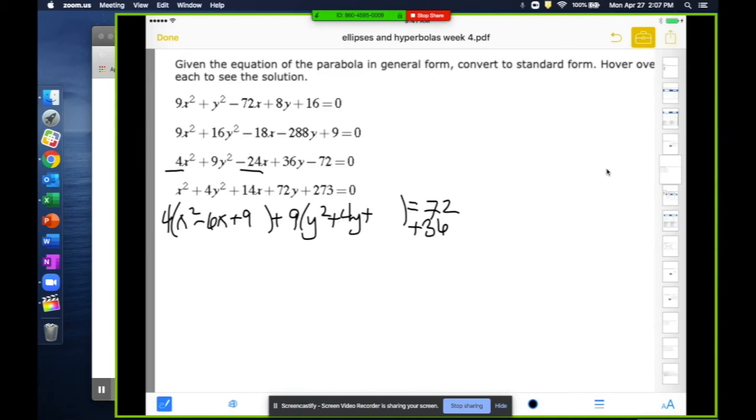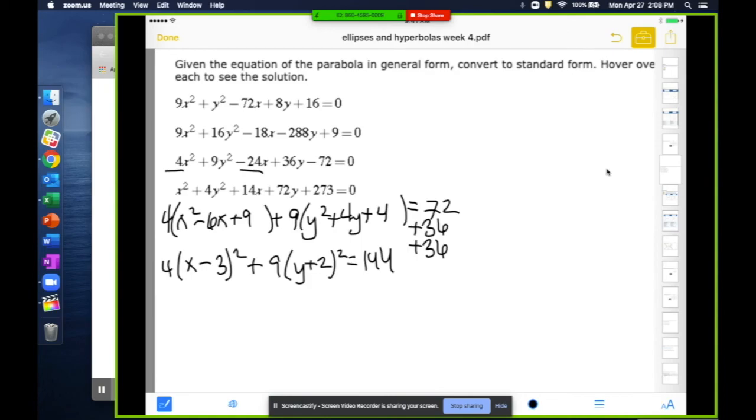Now completing the square, I get a 9, and then 4 times 9 is 36 on the right hand side. Completing the square, I get 4. 9 times 4 is adding another 36. So I get 4 times x minus 3 squared plus 9 times y plus 2 squared equals 144.